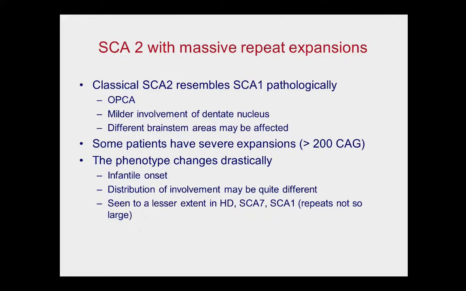And this phenotype, due to excessive expansion, can also be seen in Huntington's disease, where they get early onset and the disease looks somewhat different. They tend to get a Parkinsonian kind of picture clinically, and the pathology progresses much more quickly. SCA7 is another one that can have infantile onset.